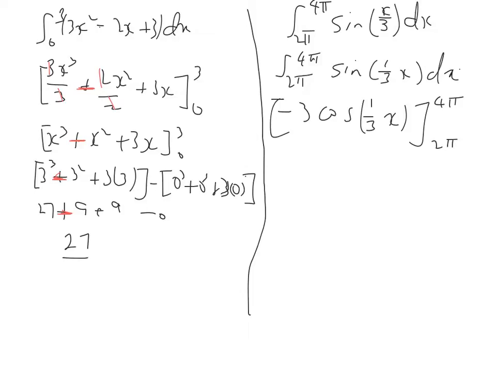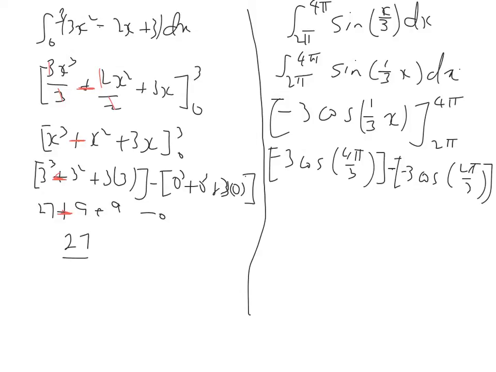So from there, this now becomes negative 3 cos of 4 pi over 3, minus negative 3 cos 2 pi over 3. Remember, it's always minus between the two square brackets. So we'll substitute 4 pi and 2 pi, and it's always minus between them. So from there we go off and do our calculations.